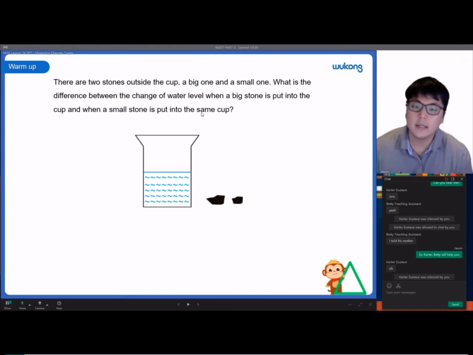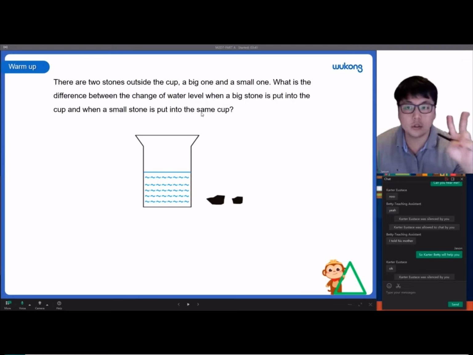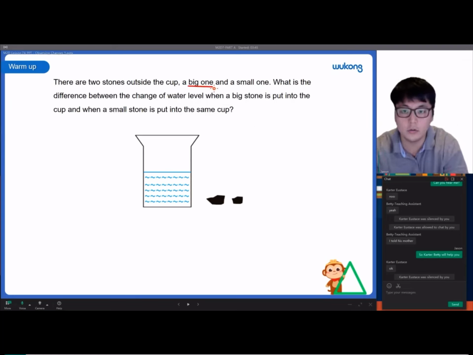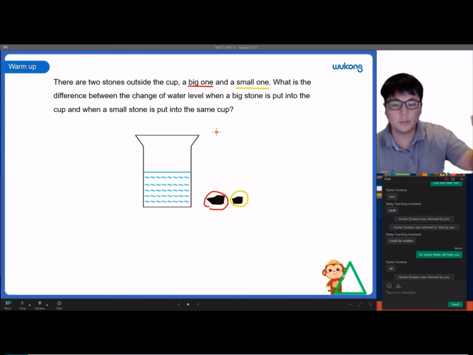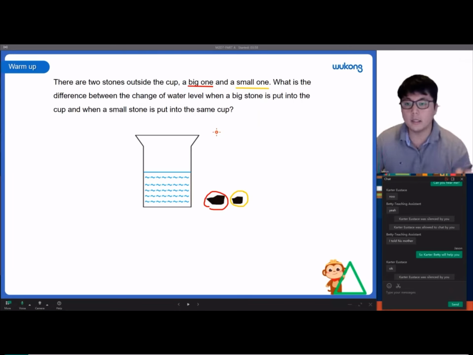So now, guys, you have two different stones. You have a big stone, which is this one over here, and you have a small stone over here. What do you think will happen if you put in the big stone? And what do you think will happen if you put in the small stone?